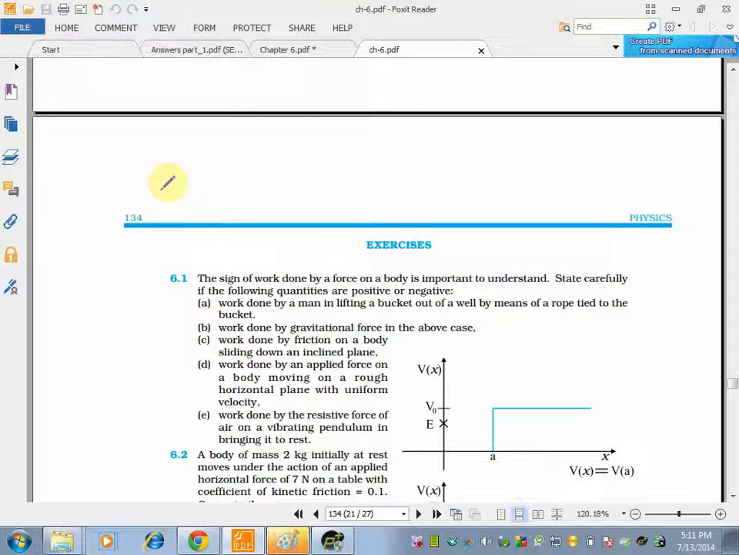Now let us see the first question. The first question contains the sign of the work done by a force on a body is important to understand. State carefully if the following quantities are positive or negative.